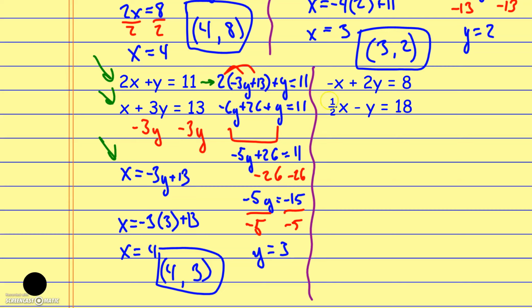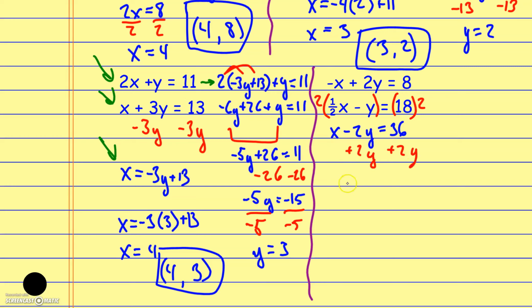So I'm going to get rid of the fraction by multiplying this entire second equation by 2. Remember, with equations, you can always get rid of the fractions by multiplying through by the common denominator. So this second equation becomes x minus 2y equals 36. And now when I look at the easiest variable to solve for, it becomes obvious. I'm going to solve for this x in that equation that I just modified.